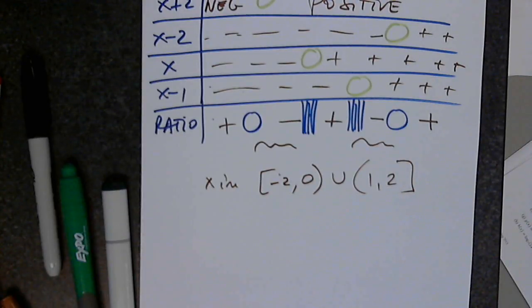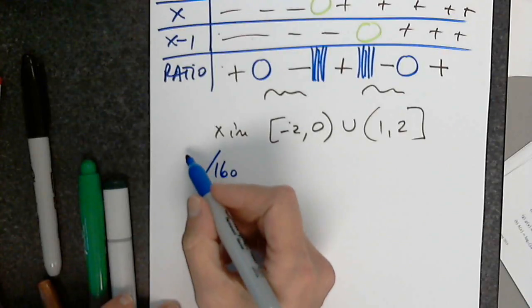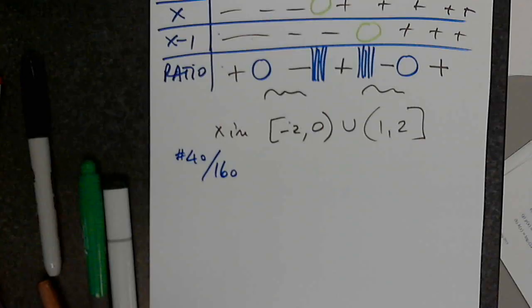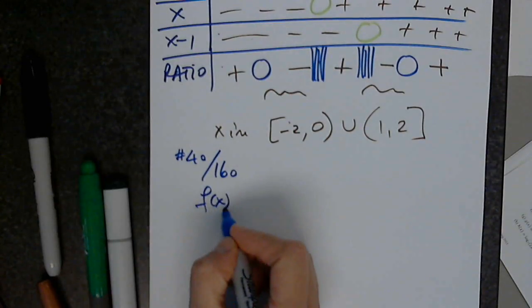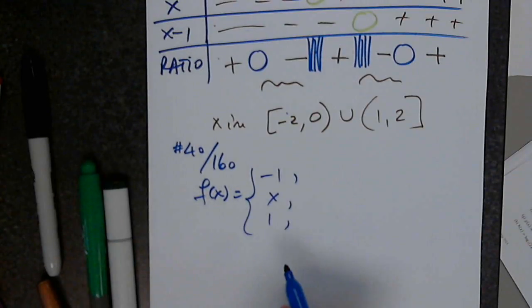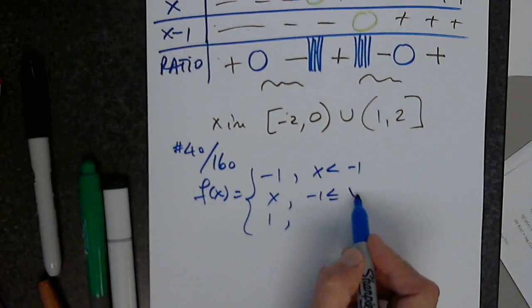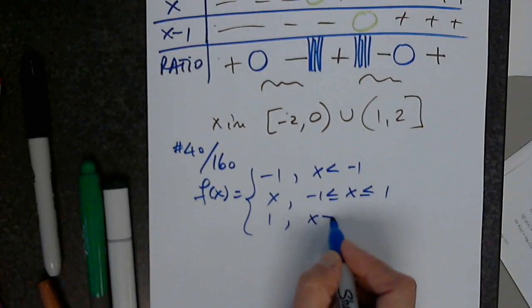Yeah, I had one for a piecewise function. Yes. So on page 160, I think it's number 40. Page 160, number 40. f of x. And we have -x or 1 for x less than -1, for -1 to 1, and for x greater than 1.